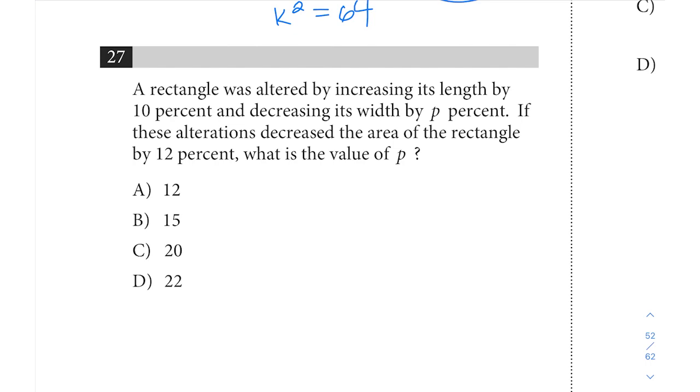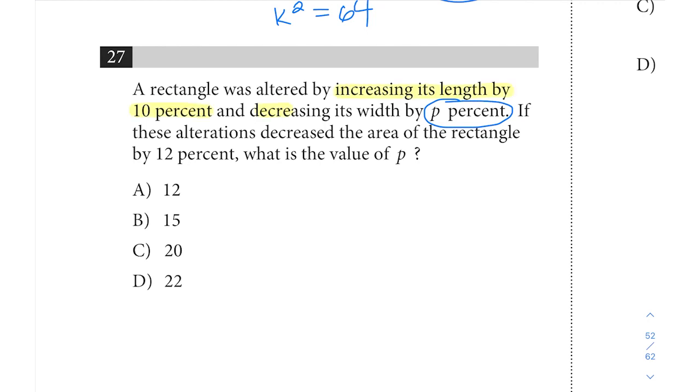It says a rectangle is altered by increasing its length by 10% and decreasing its width by p%. So here, if we were to try to find a value for p, it's hard to do with just one equation because we only have one equation with one variable in terms of a relationship. But let's see if they give us additional information.